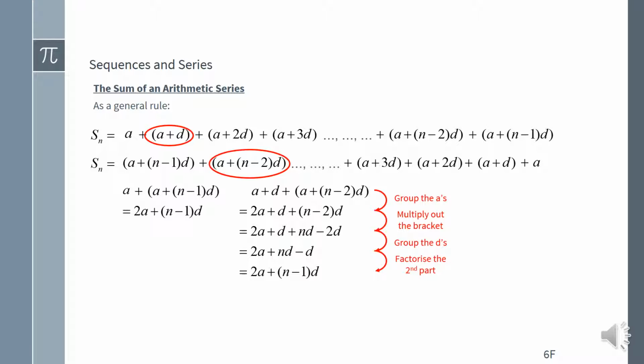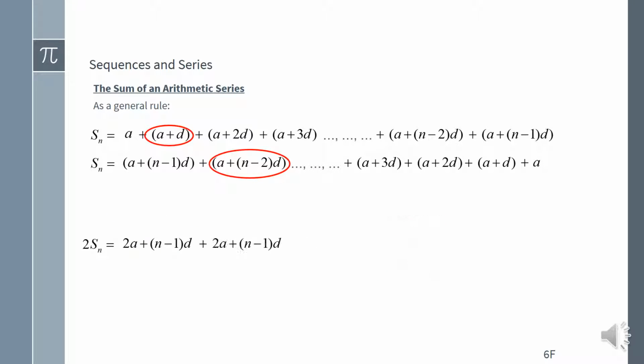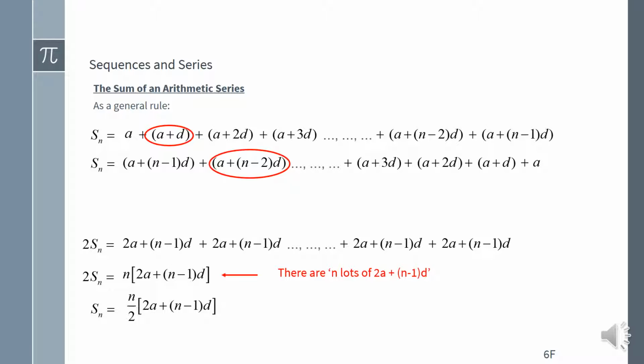In fact, when we add all the terms together, we get 2a plus (n minus 1)d's. In fact, we get n of them. So we get n lots of the same thing. So we can write it in shorthand, n(2a plus (n minus 1)d). Then just divide by 2: n over 2, (2a plus (n minus 1)d). The good news, that's in the C1 formula book. The bad news, you might possibly be asked to do that proof in the C1 exam, so you have to know how it works.